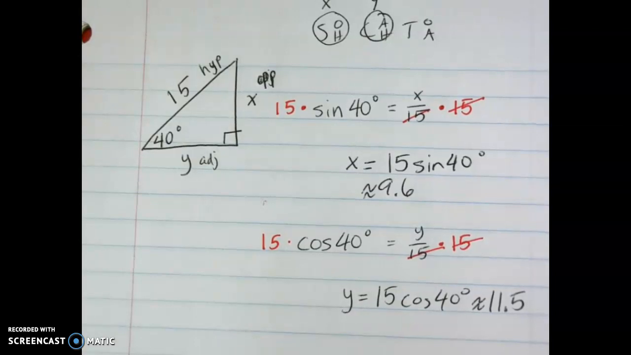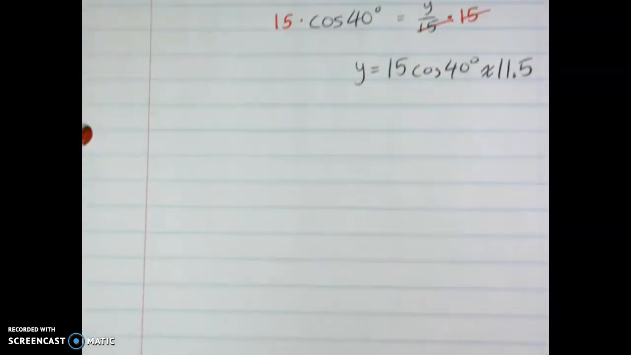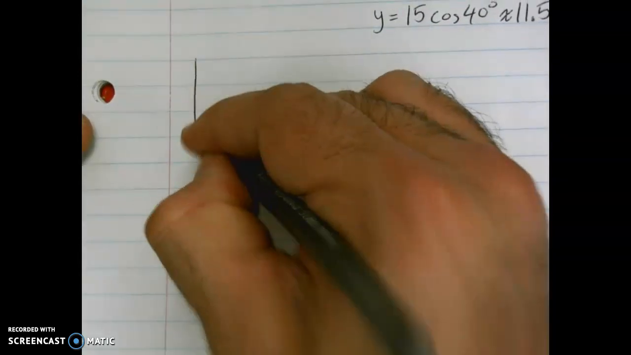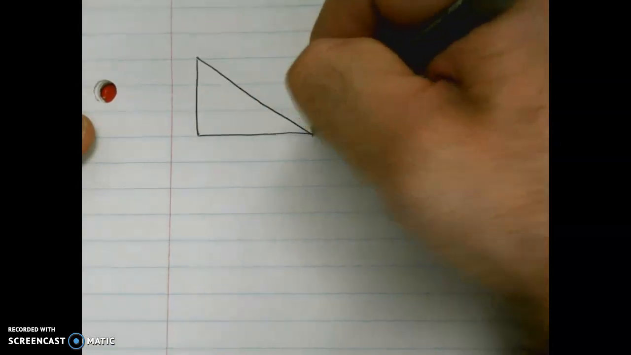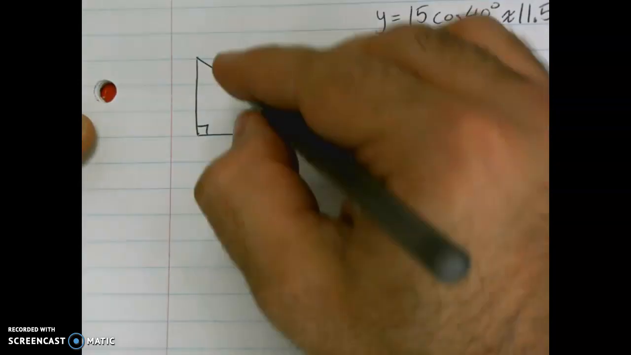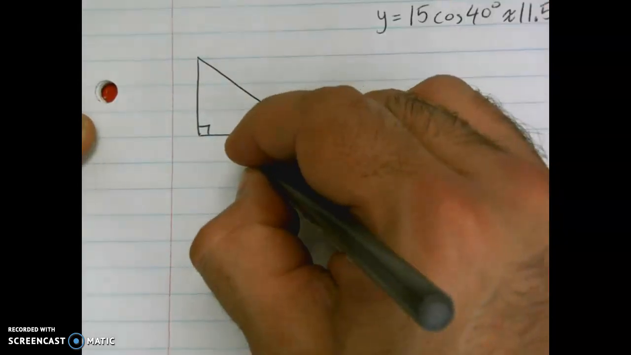Okay. We're going to look at one more triangle, and we're going to look at some other possibilities that can come up. Let's say I'm going to set up a triangle with a little bit different orientation. All right. So here's what we're going to do.